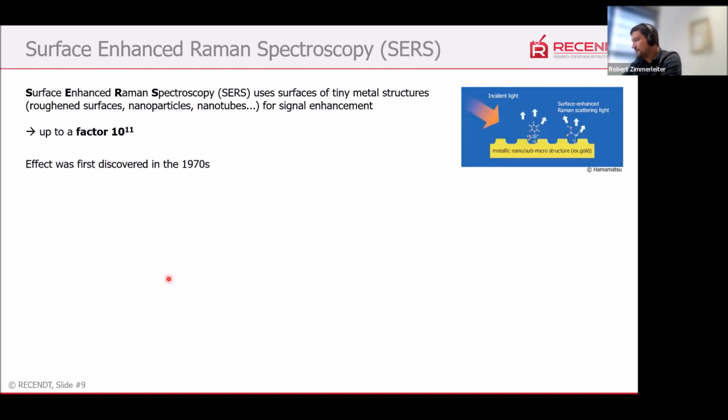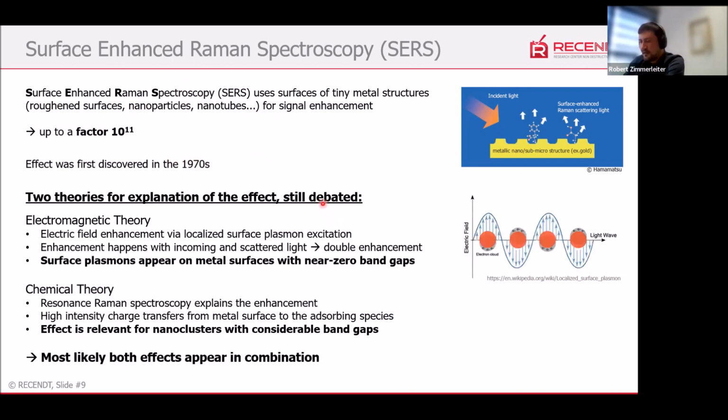So first of all, what is surface enhanced Raman spectroscopy? It's usually abbreviated as SERS since it's such a long word, so I will call it SERS from now on. It uses surfaces of tiny metal structures, such as roughened surfaces, nanoparticles, or nanotubes for signal enhancement of the Raman scattered light. So theoretically, we can get up to a factor 10 to the 11th power stronger signals. This effect was already discovered like 50 years ago in the 1970s. And still there are two theories around explaining the effect, which are still highly debated in the literature.